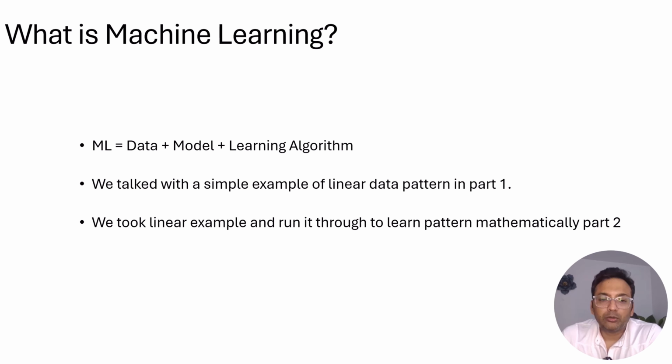So what is machine learning? Machine learning is basically we begin with data and we have a model and then we train the model. In our previous videos, part 1 and part 2, we talked about a linear data pattern where we have a data set and we try to find a best fit line which we can start using for prediction. So we had a pretty good understanding around it.